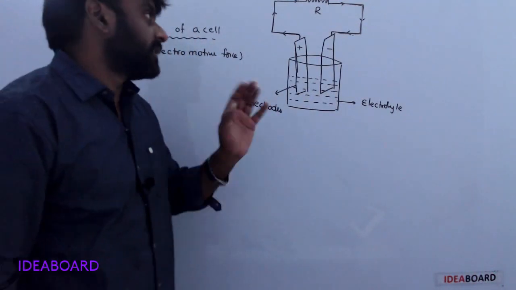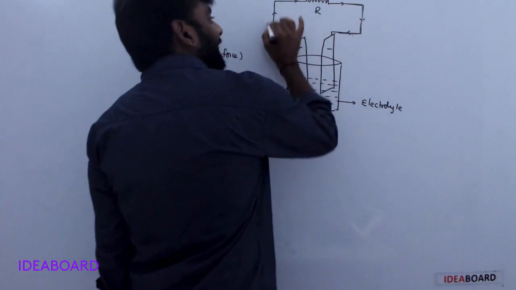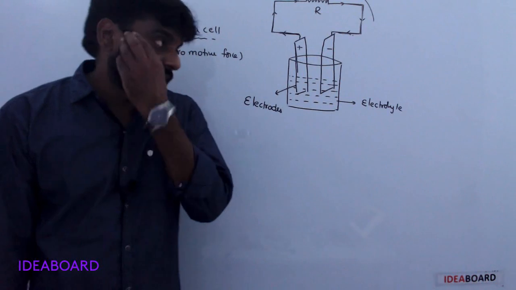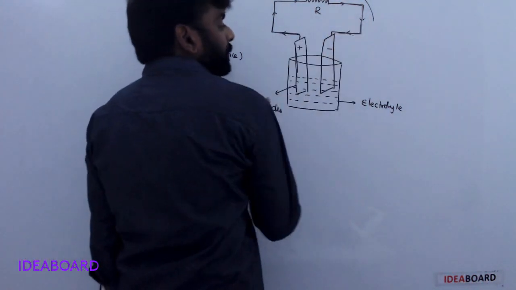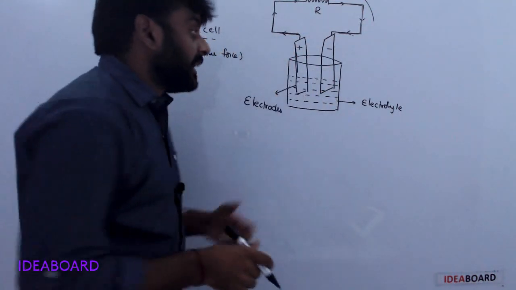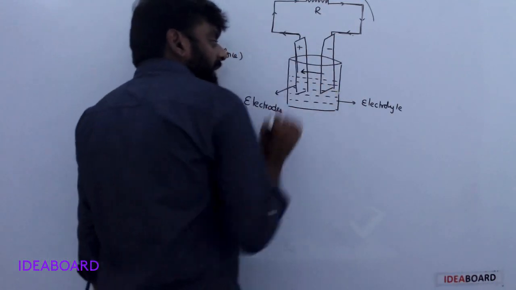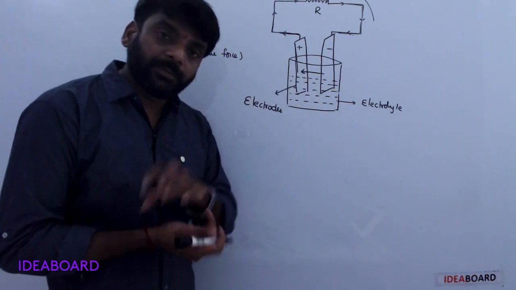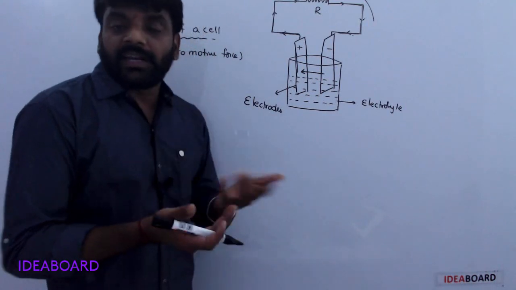One unit positive charge travels from the positive plate to the negative plate in the external circuit. Understood? But inside the battery, that positive charge travels from the negative plate to the positive plate. Is it possible? Not directly.